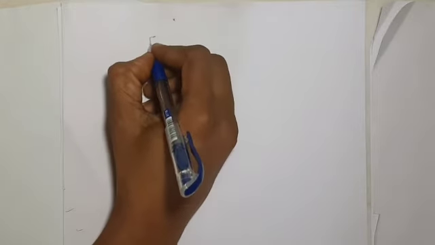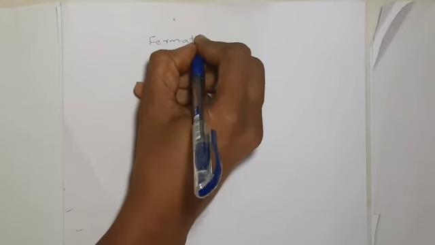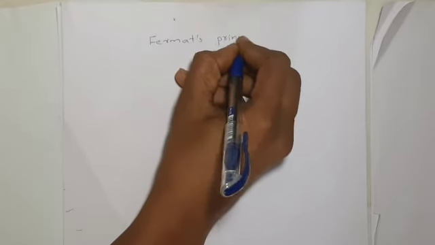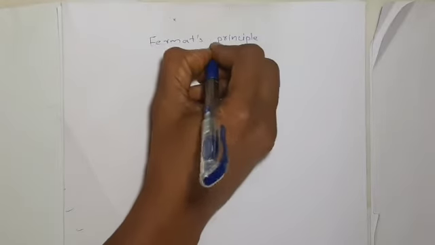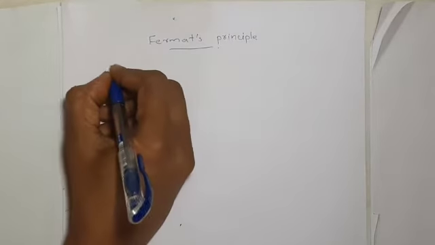Now, in this, our first chapter is Fermat's principle. Fermat's principle is a remarkable and important principle in optics. This principle explains why light propagates along straight lines, and the laws of reflection and refraction. Before we discuss Fermat's principle, we must know the optical path.